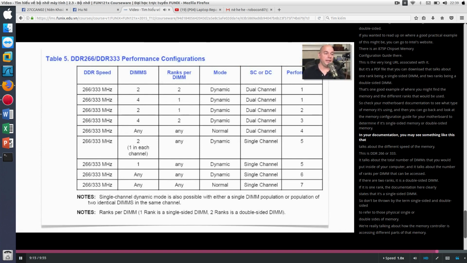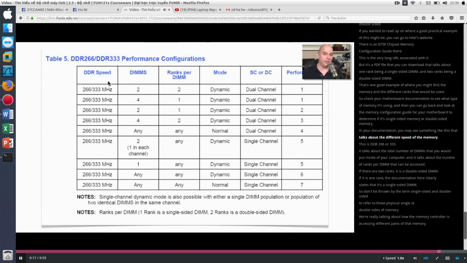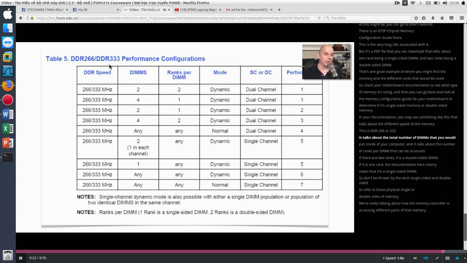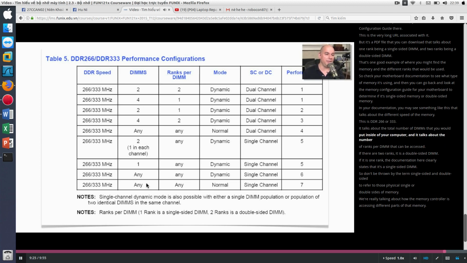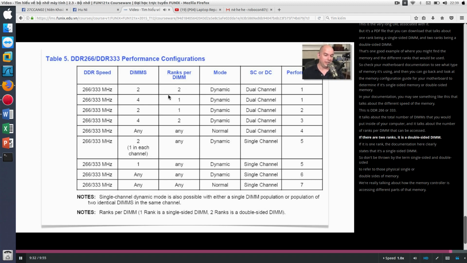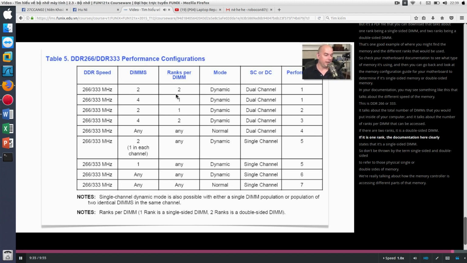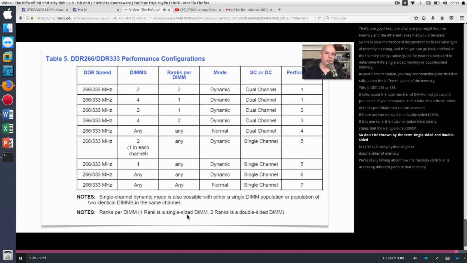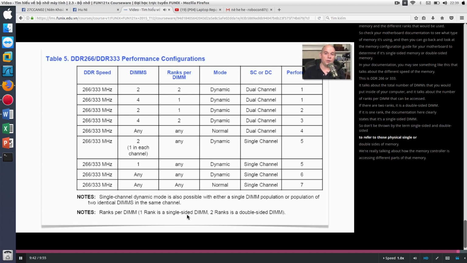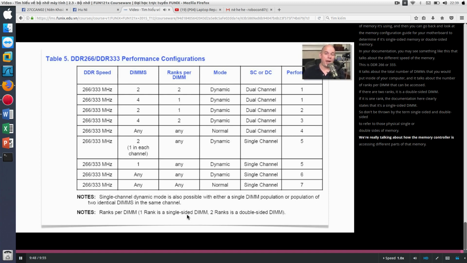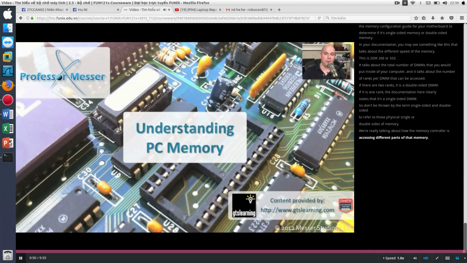In your documentation, you may see something like this that talks about the different speed of the memory. This is DDR266 or 333. It talks about the total number of DIMMs that you would put inside of your computer, and it talks about the number of ranks per DIMM that can be accessed. If there are 2 ranks, it is a double-sided DIMM. If it is 1 rank, the documentation here clearly states that is a single-sided DIMM. So don't be thrown by the terms single-sided and double-sided to refer to those physical single or double sides of memory. We're really talking about how the memory controller is accessing different parts of that memory.